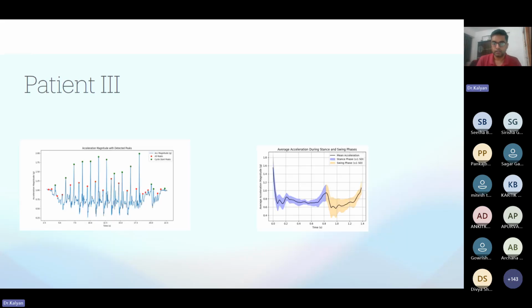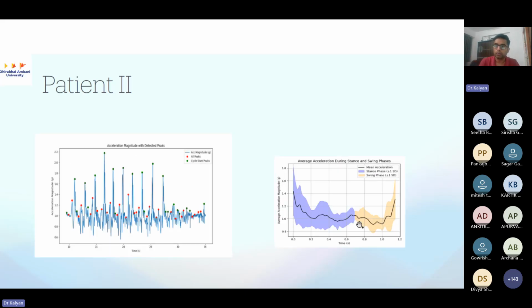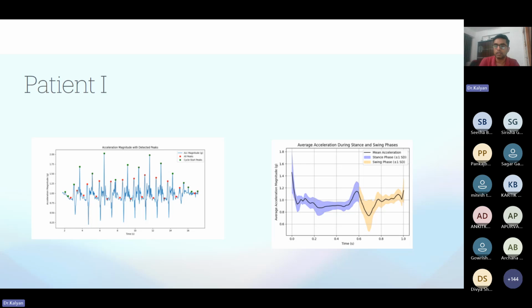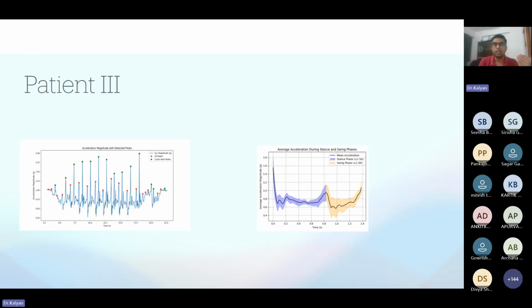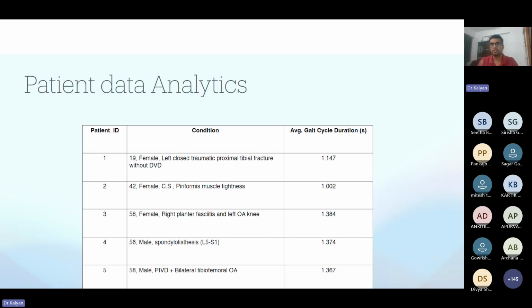Similarly, for another patient, the pattern is very different. It's not just the pattern, it is the stride times. If you see, this is 1.4 seconds, this is 1.1 seconds, this is 1 second, and so on. Then we summarize the average gait cycle durations for each of those 5 patients for one session. We are yet to analyze multiple sessions.